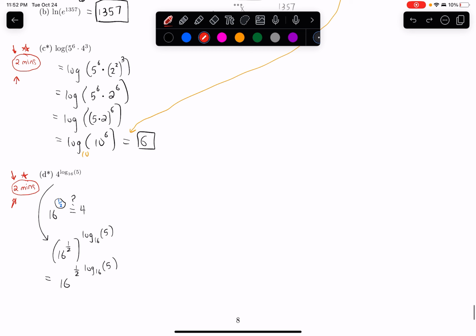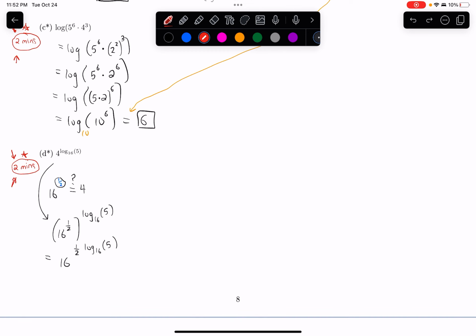But we've seen an example before where we moved a number out of the way. So how can I move a number that's in front of a log out of the way? Well, it can come inside as the power. I could use my power rule. So this will be equal to 16 to the log base 16 of 5 to the 1/2 power. Now it's out of the way. Now the 16 and the log base 16 will cancel, and I'll just be left with a thing that's inside that log, which is 5 to the 1/2.